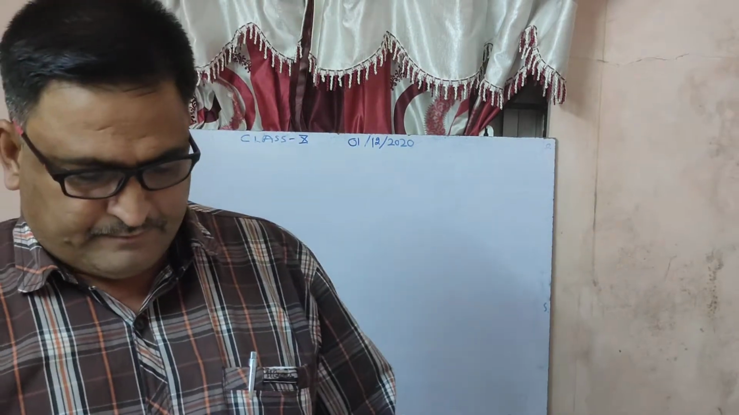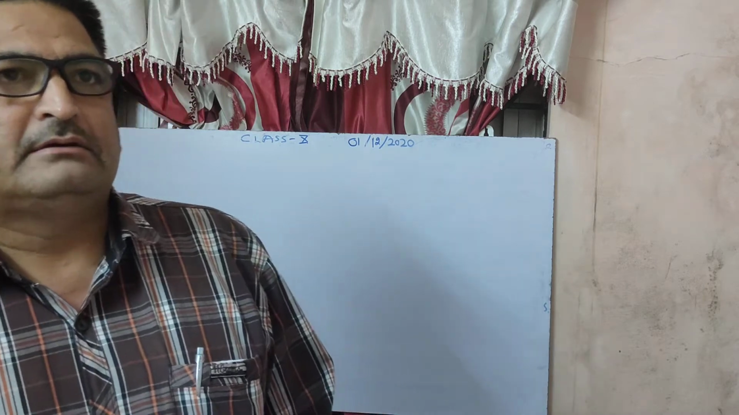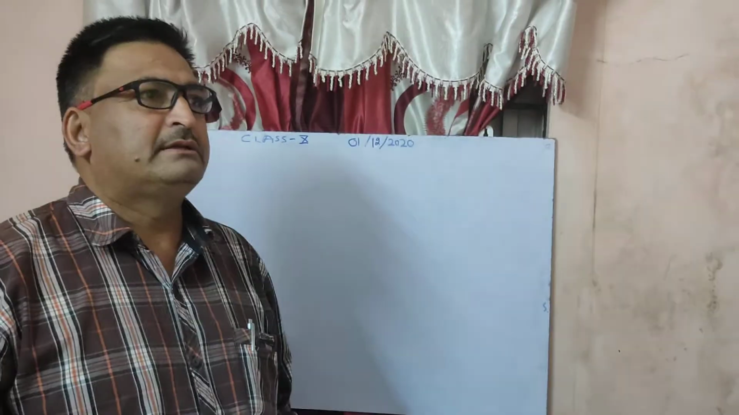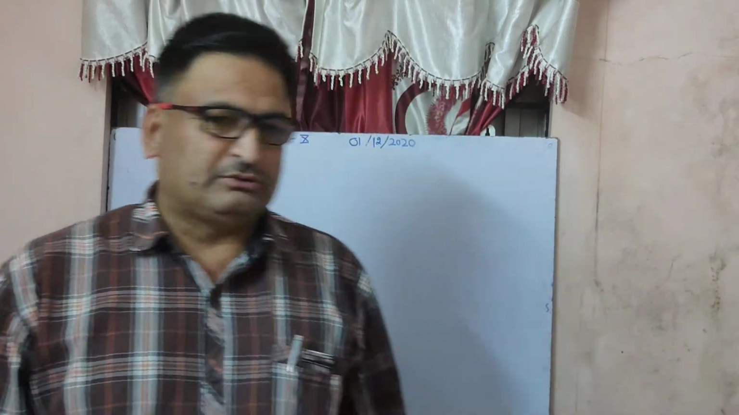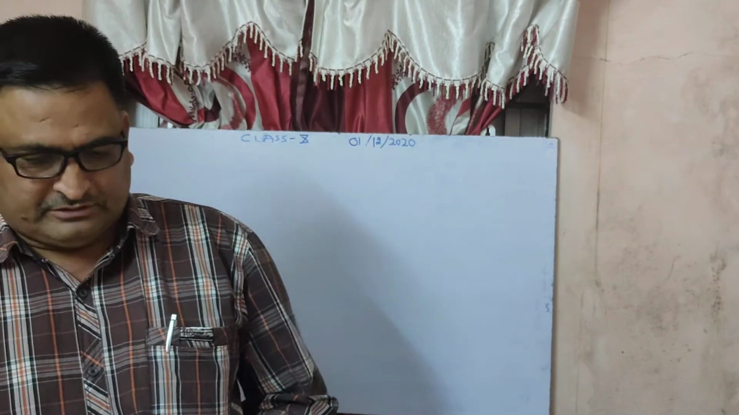In the previous class, we discussed and solved how to find the value of k by using the discriminant property, that is b square minus 4ac. And we know the nature of roots.